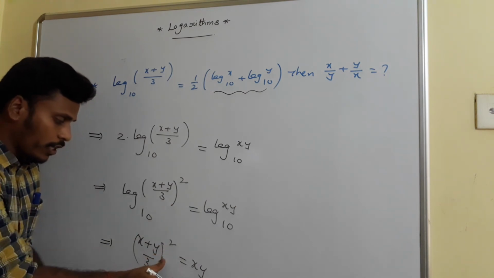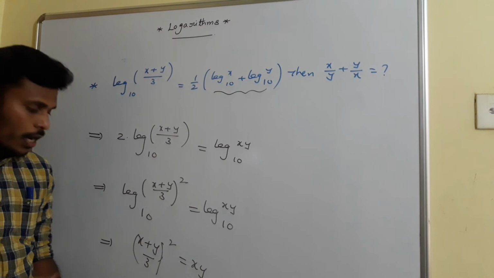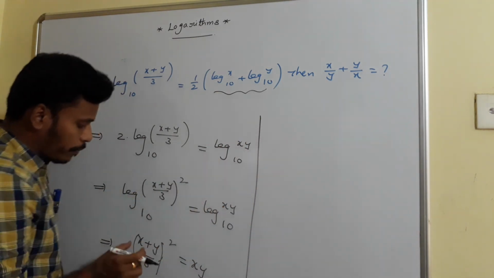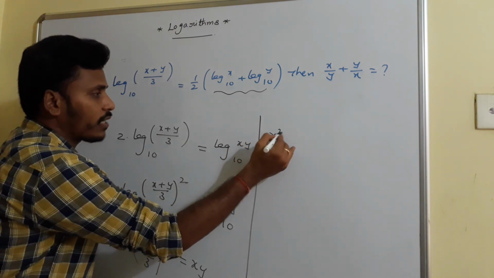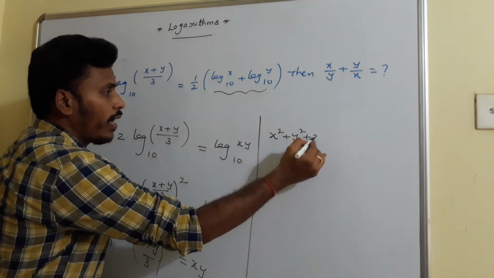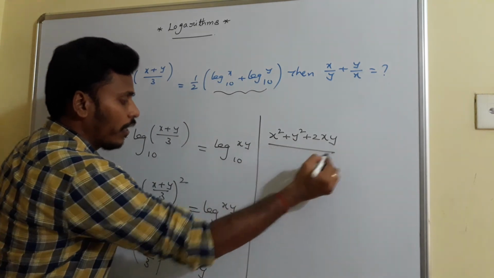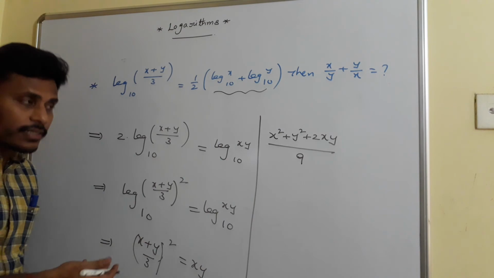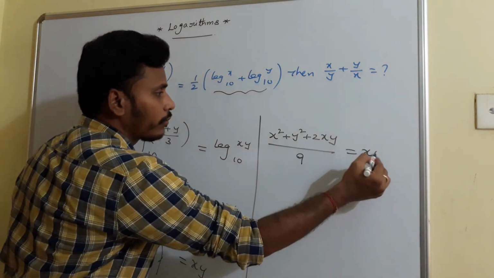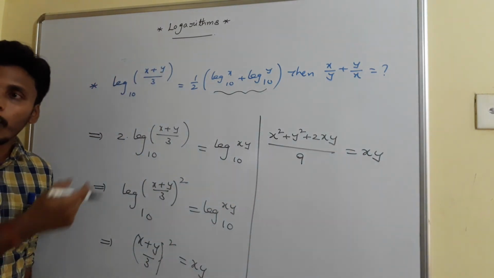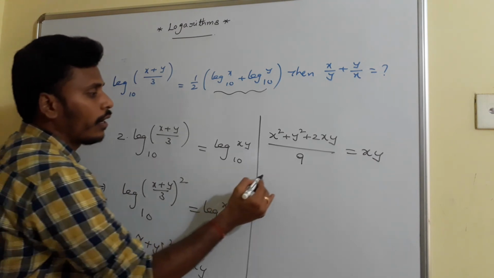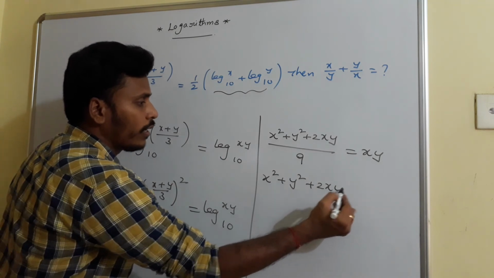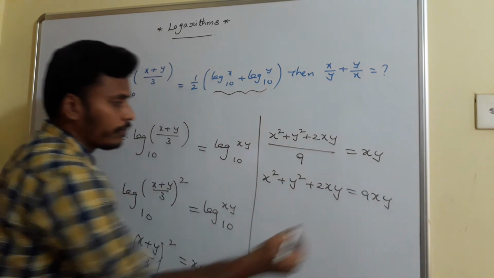((x plus y)/3) whole squared is equal to xy. Now ((x plus y)/3) whole squared, how to simplify? See, (x plus y) whole squared can be written as x squared plus y squared plus 2xy, divided by this 3 squared, which is 9. And that side the value is xy. Is it right? Now send this 9 to the right side. It becomes x squared plus y squared plus 2xy is equal to 9xy.